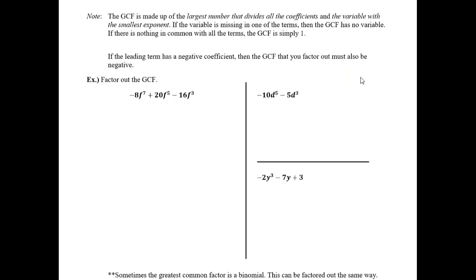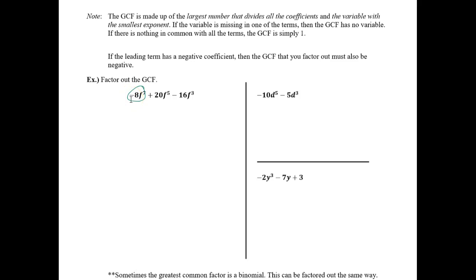Alright, in this video we're going to continue on with factoring out the GCF. However, now we're going to talk about if the leading coefficient is negative. So remember, by the leading term, we mean the one with the highest degree. So this term has degree 3, this term has degree 5, and this term has degree 7. So this term here is the leading term, and the coefficient here is negative.